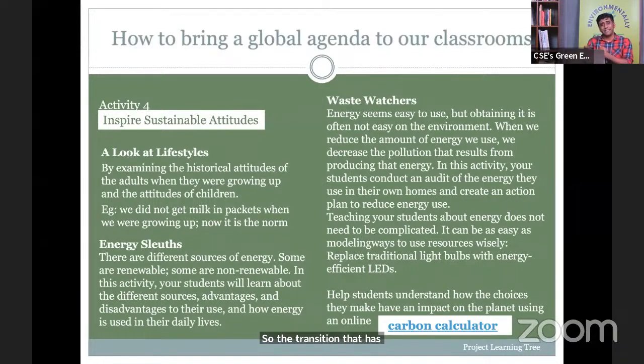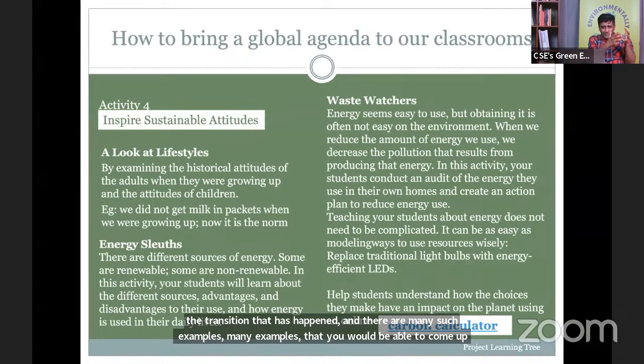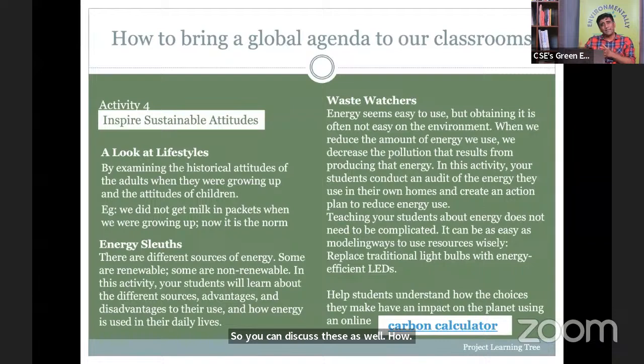So you can discuss these as well, how our lifestyles have become unsustainable over the years. Something as basic as, I remember the first time I got my mobile phone, and I remember how many years I used it, as opposed to how frequently we change our mobile phones right now. And that's e-waste that we are generating. So we can talk about these.